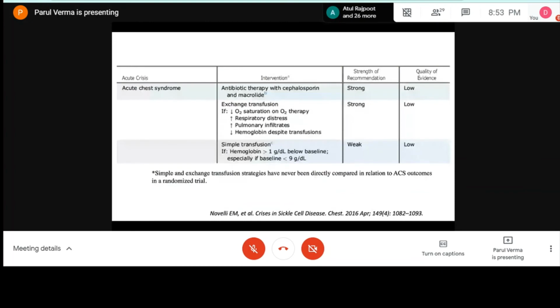Now, how do we manage acute chest syndrome? Because we saw that 30% of cases are because of infection and it is almost impossible to distinguish it from pneumonia, antibiotic therapy has to be used. And chlamydia and mycoplasma have been seen to be associated with acute chest syndrome in around 30% of cases. So a macrolide should be added empirically. So cephalosporin and macrolide has a strong strength of recommendation, although the quality of evidence is low. And then you have to transfuse this patient.